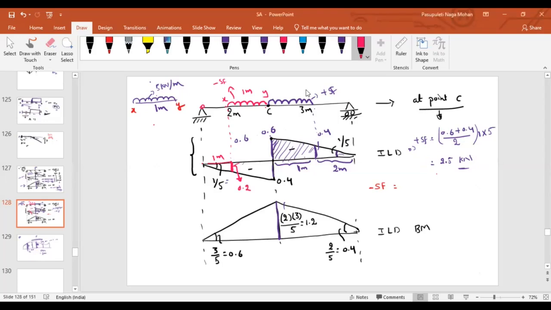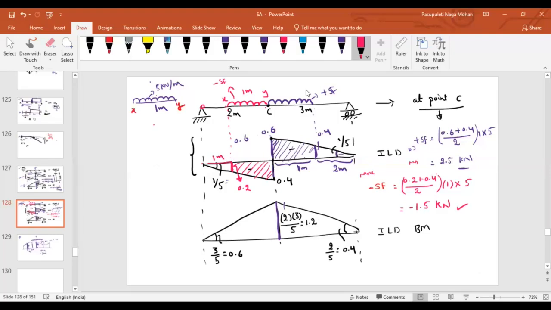Now, what about the area under this curve? Trapezium. 0.2, one ordinate, plus 0.4, another ordinate, divided by 2, into the distance between them, 1, into the UDL, 5. That will be equal to 0.6 by 2, 0.3. 0.3 into 5, 1.5 kilonewton. So this is the maximum negative shear force, and this is the maximum positive shear force.